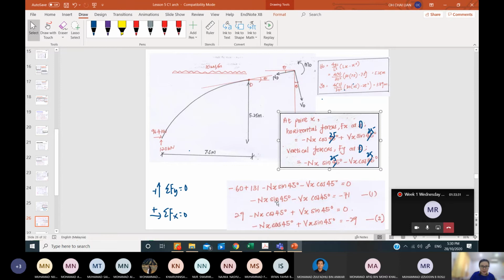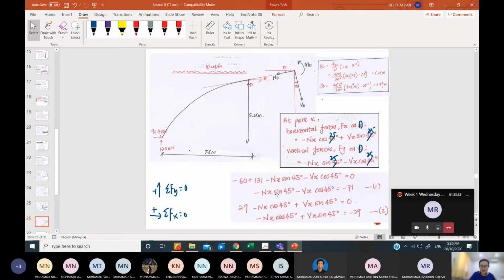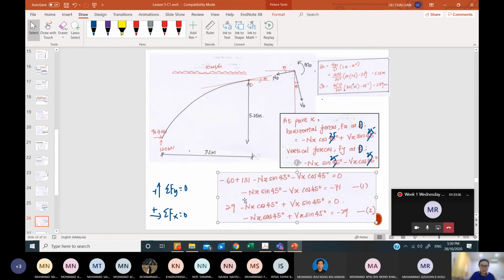Then I would like to write my summation Fy and summation Fx equal to 0, just like what I have done for my previous examples. So I will just delete this and write it now.